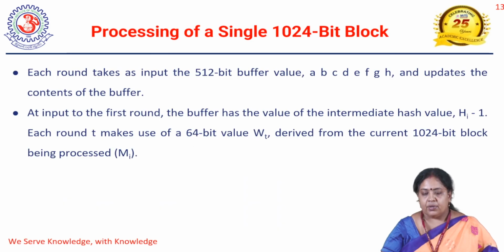Now we are going to discuss the processing of a single 1024-bit block. How is a single block processed? For a single block we have 80 rounds. Each round takes an input of the 512-bit buffer value, that is the hash buffer. The hash buffer is of size 512 bits, represented as eight 64-bit registers, designated A to H. These are the eight 64-bit registers, and the round updates the contents of the buffer.